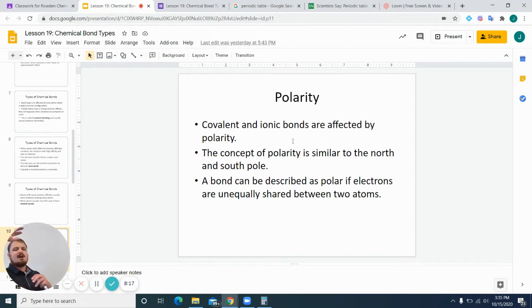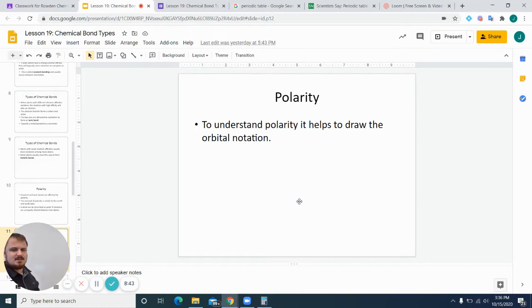Polarity, if you think about on our planet, we have the North and South Pole. Or you think about if you say these two people are polar opposites, or this is a polarized issue. That means that people seem to have two very different opinions. Polarity is what happens if you have different sides when a bond happens. So a bond is polar if the electrons are unequally shared between atoms.